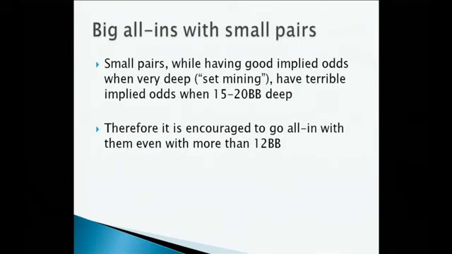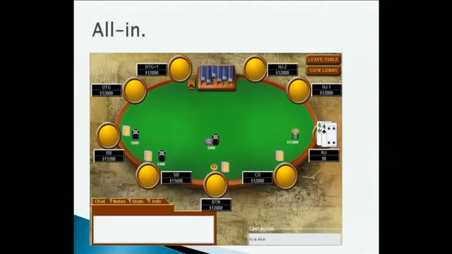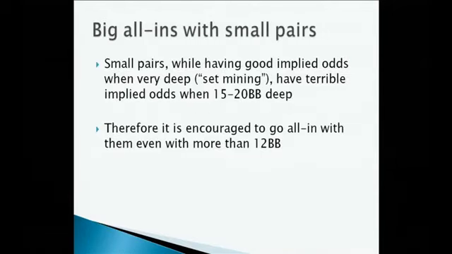In the last class, I talked about set mining. I said small pairs are great when you have like 100 big blinds, because you can try to hit 3 of a kind and just win a massive amount of money when you do. But they actually have terrible implied odds when it's like 20 big blinds deep, because you only hit 3 of a kind 1/8 of the time. When you do, the total effective stack size is not enough for you to recoup your losses.